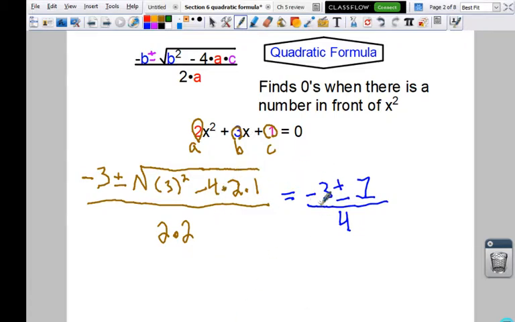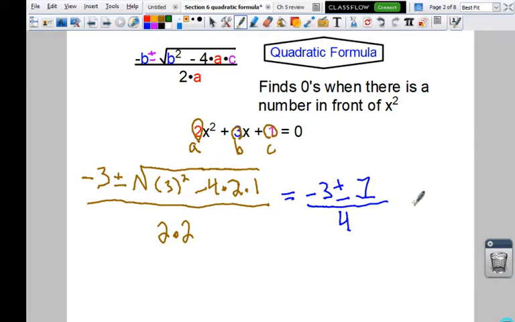So I have negative 3, right? I found out that my square root was 1, and then I've got divided by 4. Okay, this is where the plus minus comes in. The reason we do this is because your quadratic equation is really two problems, but they're exactly the same until now. And so it saves you time.